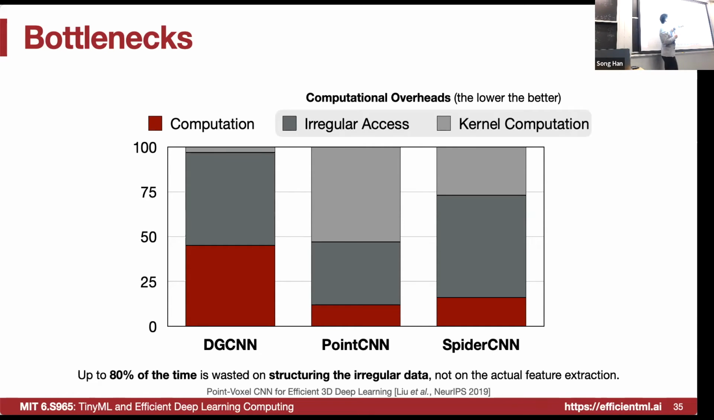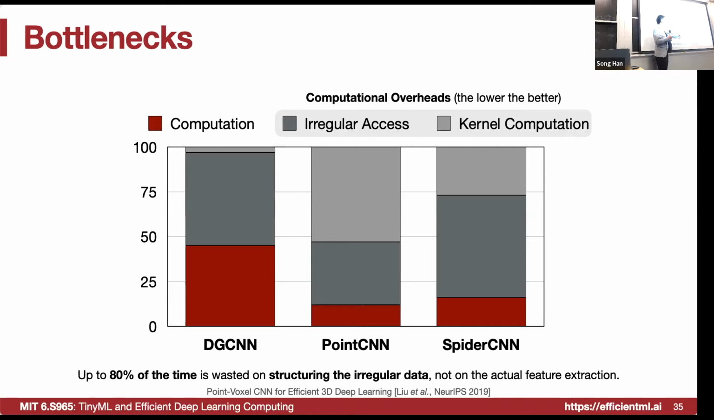So this is the overhead from the kernel computation compared with the payload, or the actual workload, when we are doing the red part, which is the convolution for DGCNN, PointCNN, and SpiderCNN. A lot of the computation is occupied by such irregular access and by computing on the fly. In conventional 2D CNNs the kernel numbers are fixed, but here the kernel itself has to be computed on the fly, which is inefficient, right?